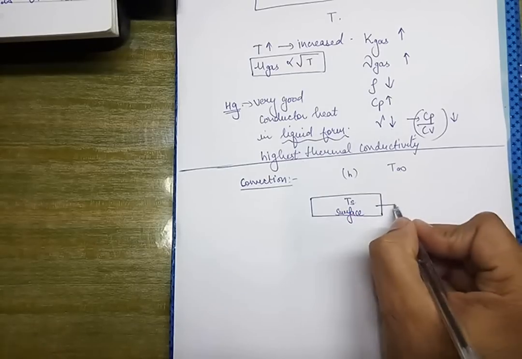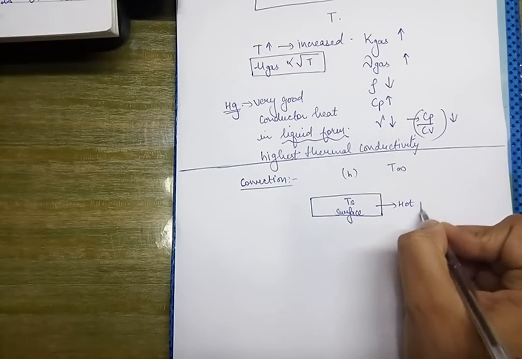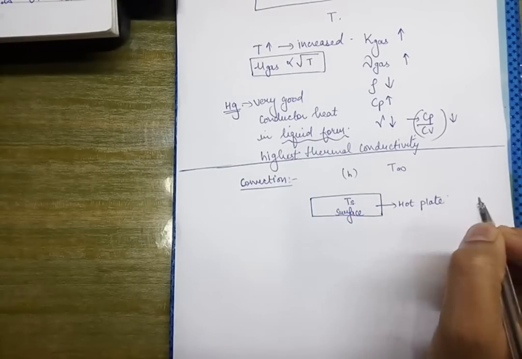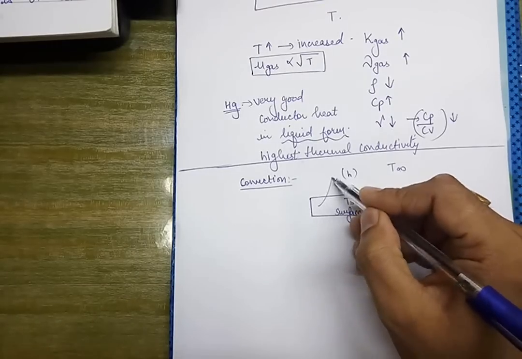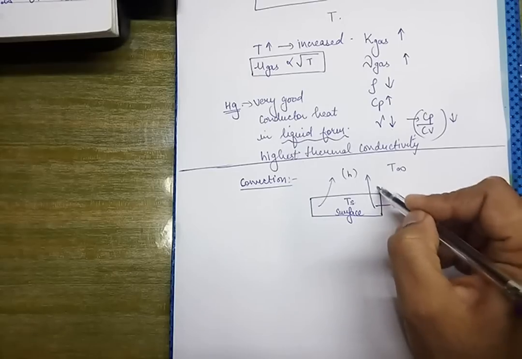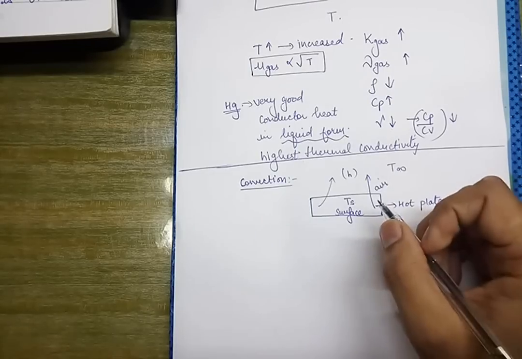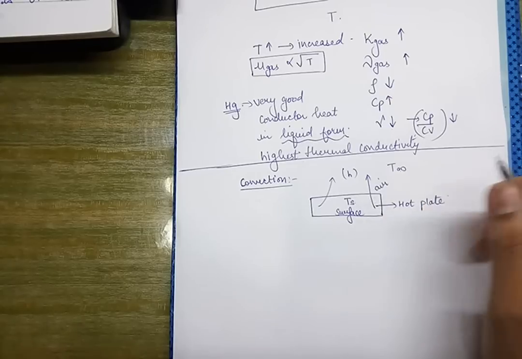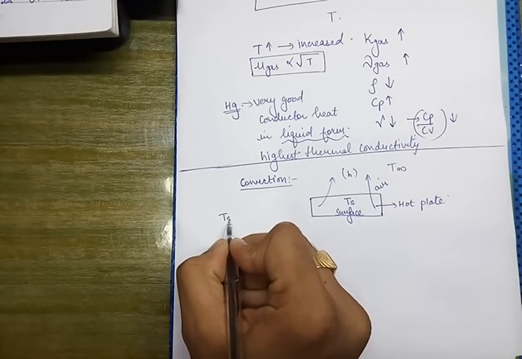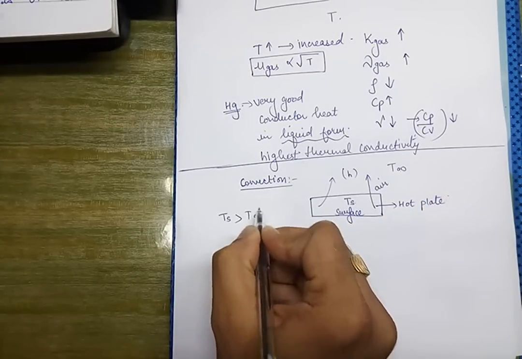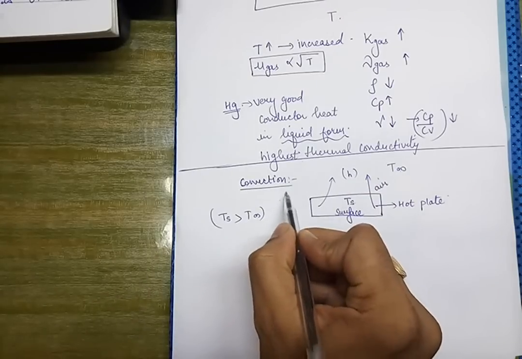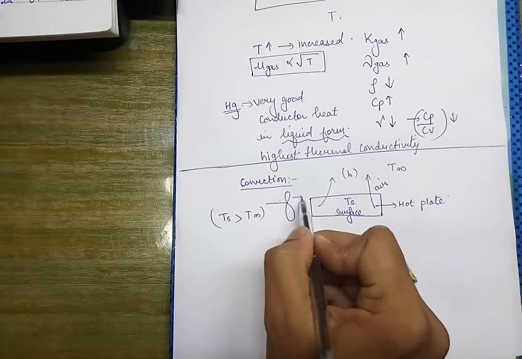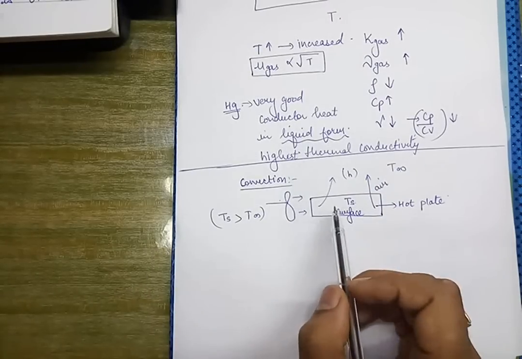For example, say this is a hot plate. So this is the hot plate. We see that there is an upward movement of air. Air will move in the upward direction, and it has been given that T surface is greater than T infinity. For example, we use a fan here. So what will happen?